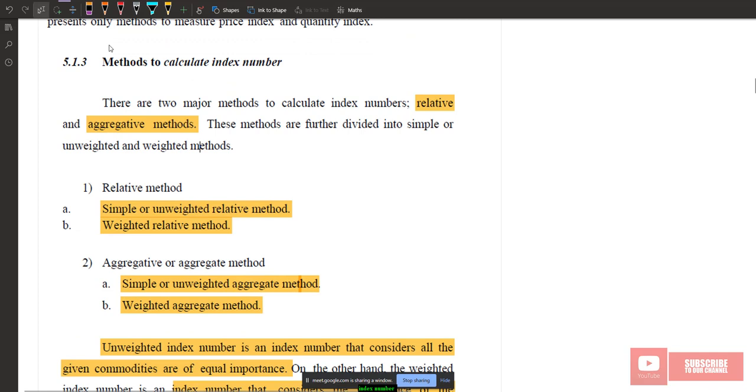So now we move to the next topic, which is method to calculate index number. There are two major methods to calculate index number. First is relative index number. Another one is aggregative index number. So relative index number means we are calculating one commodity at a time. For aggregate index number, we try to sum all the commodities at a time, right?